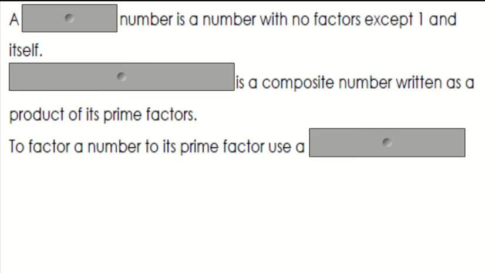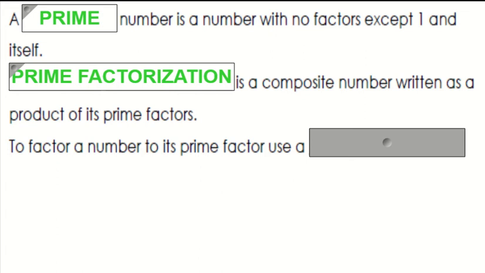All right, so on page 14 in your workbooks, it says a blank number is a number with no factors except one and itself. Anybody know what that would be? Prime. Prime, yeah, it's a prime number. And then prime factorization, what that is, it's a composite number written as a product of its prime numbers.